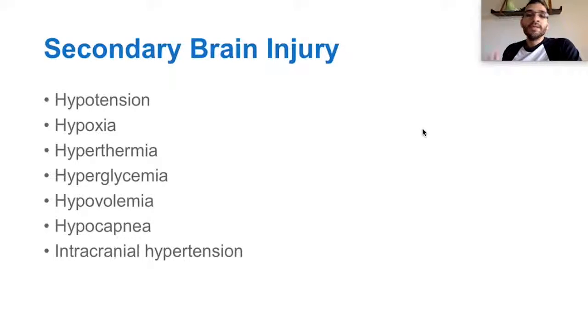We acutely lower the CO2 as a last resort, but it comes at the expense of cerebral ischemia. And then the last thing we try to prevent is intracranial hypertension. Okay.